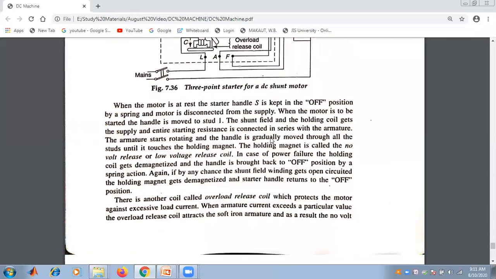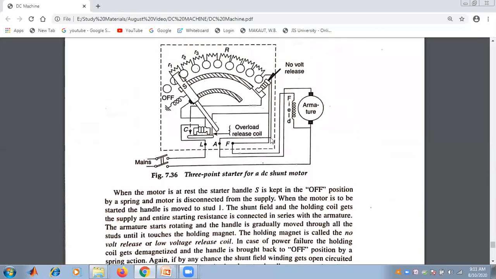When the motor is raised, the starter handle is in the off position. In this position, by the help of a spring, it is held at that off position, that is the starter. The motor that is disconnected from the supply is clearly seen.